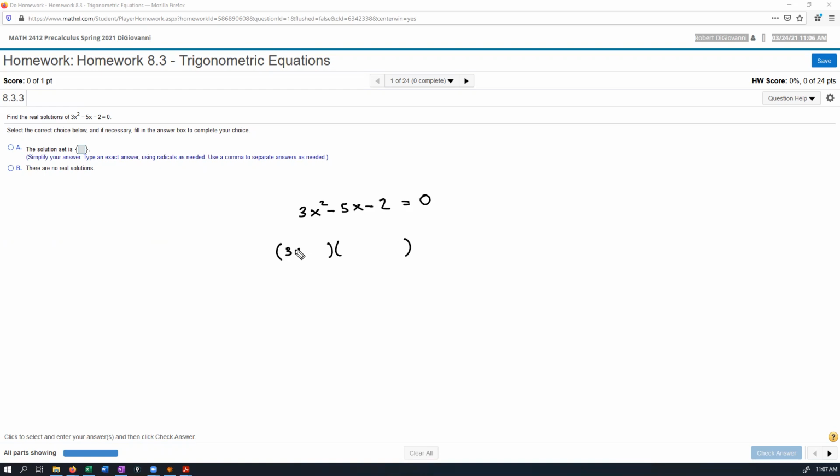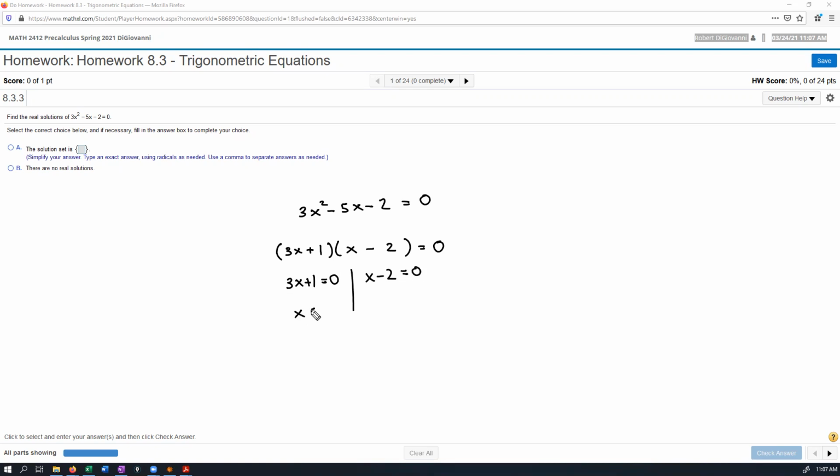So let's see, if I put 3x here and x here, that'll give me my 3x squared. I need a negative 5x in the middle. So I'm going to do a negative 2 here to give me negative 6x, and that will require plus 1 here for 1x. That would be negative 5x if I put those together. And then if I multiply 1 times negative 2, I get negative 2 at the end. So that should work. And I set each one of these equal to 0.